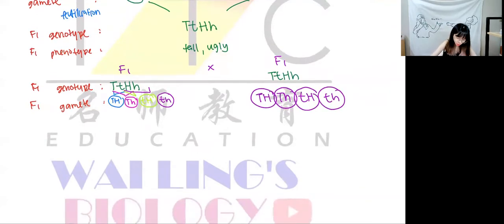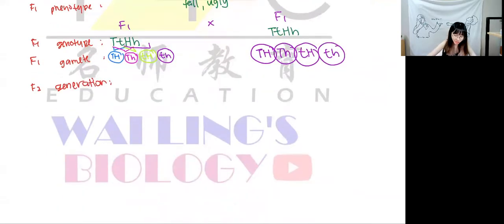Next, we're going to find our F2 generation. Now, when we have two different characteristics, we're going to draw something called a Punnett square. What is a Punnett square? A Punnett square is a 4 times 4 box. So right now we're going to draw a 4 times 4 box.